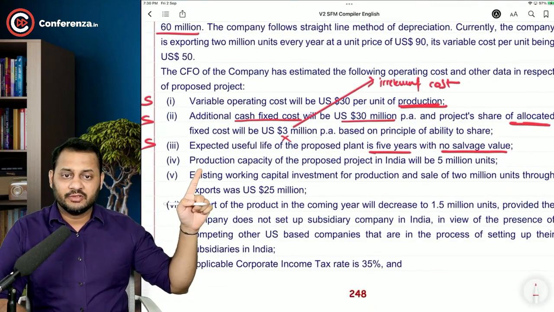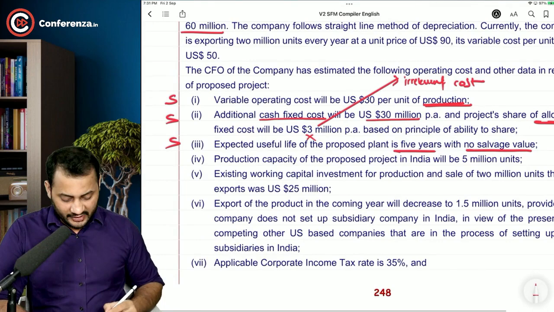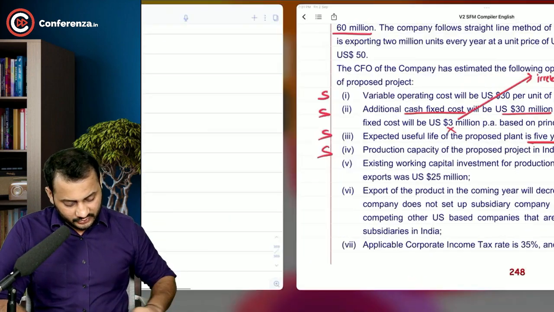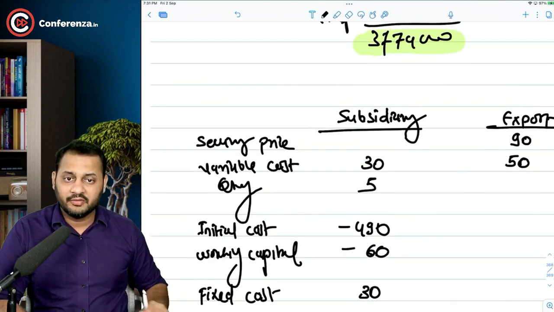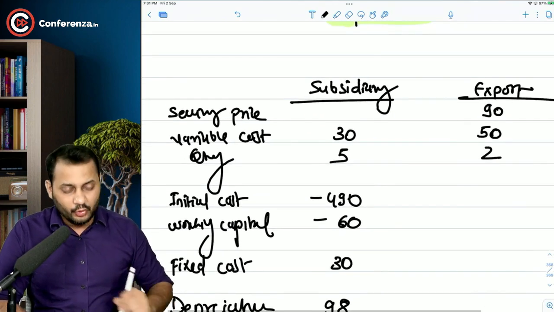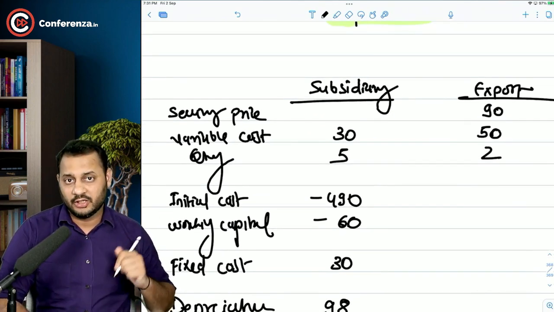Production capacity of the proposed project in India will be 5 million units. This is also related to the subsidiary. See, the quantity is 5 million when you set up a subsidiary and 2 million when you export the goods right now.